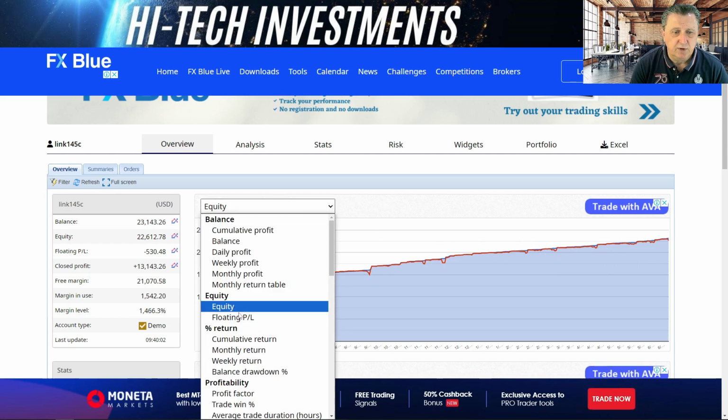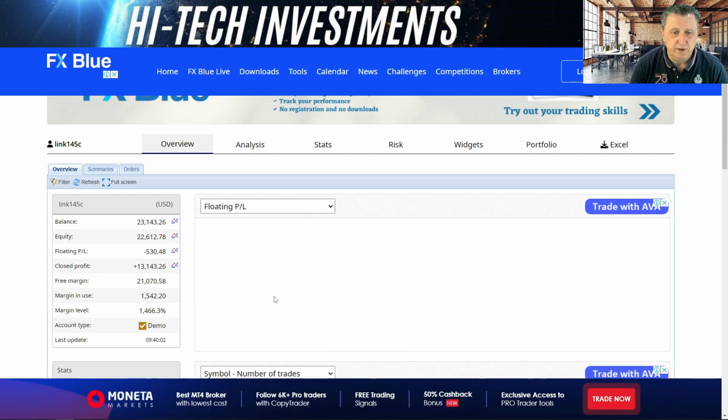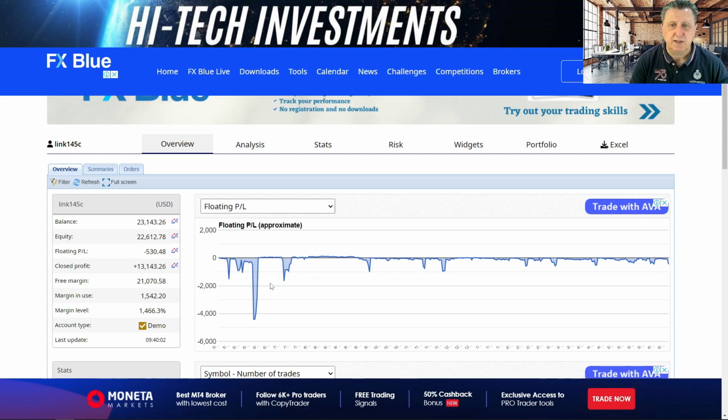And if we go and have a look at the floating profit and loss and simply dissect that part from here, you'll see that this was the biggest drawdown we had. Quite a big one on a $10,000 account. Minus $4,409 roughly. Again, this is just a rough estimate. FXBlue is not so good at tracking the exact drawdown, but it's not far from here.